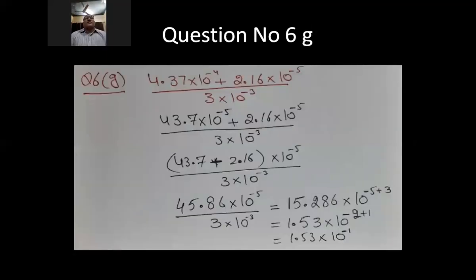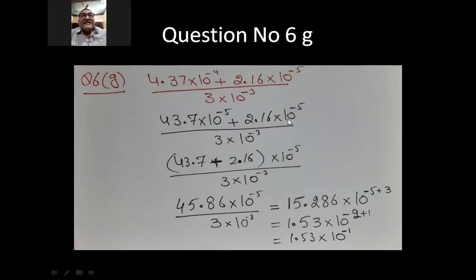Okay, so let's move to the next part. In this question, you see here, 4.37 x 10 power minus 4, here 2.16 x 10 power minus 5, and there we have an addition sign. And then we have divided by 3 x 10 power minus 3. So what I will do, I will try to simplify this numerator manually. I will move this 1 step to the right. And when I do this, the power here is subtracted. Because I moved only 1 step, here minus 4 minus 1, that will be minus 5.